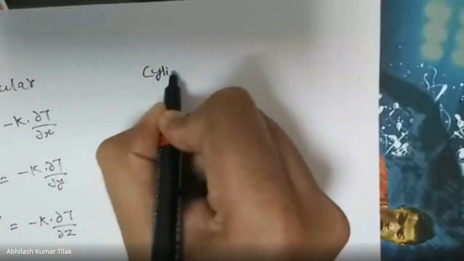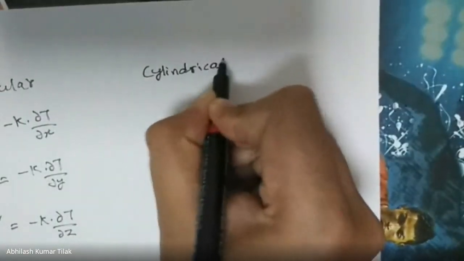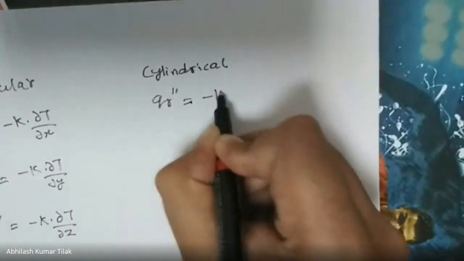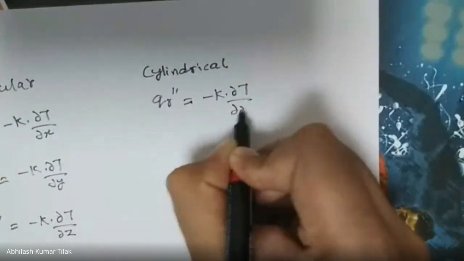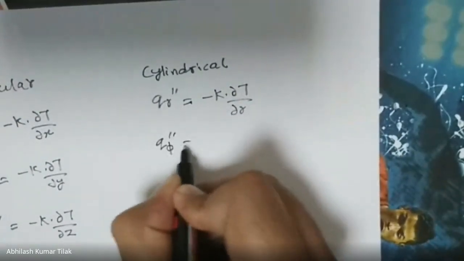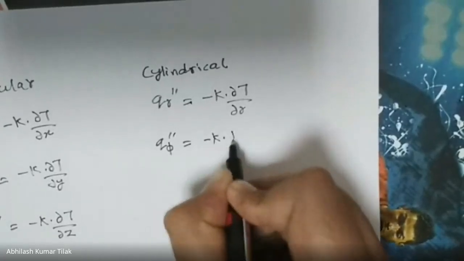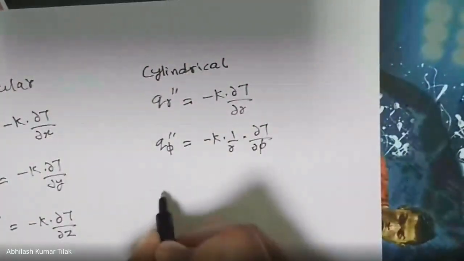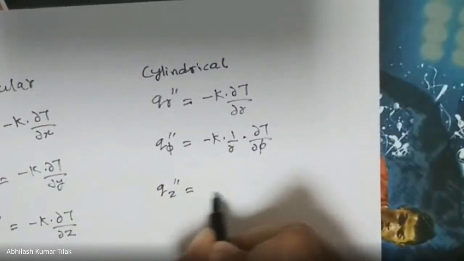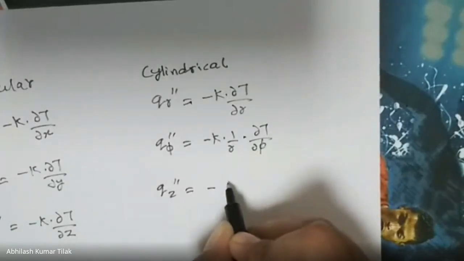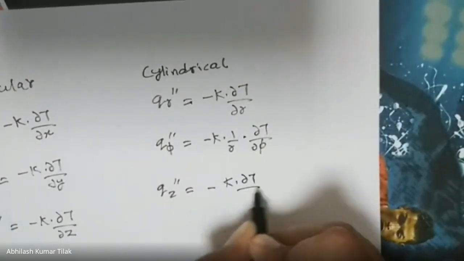Now, similarly, for the cylindrical, I am having for the radial direction minus K dou T by dou R. For the azimuthal direction, I am having minus K into 1 by R into dou T by dou phi. For the Z direction, I am having minus K dou T by dou Z.